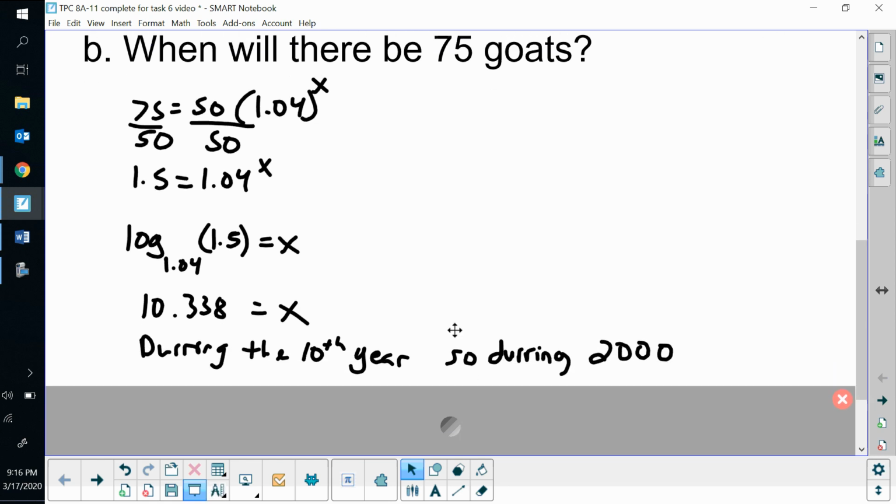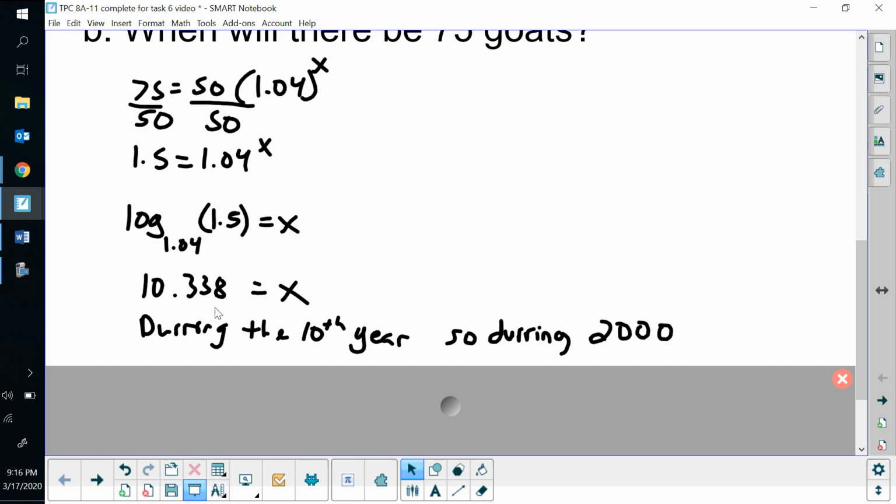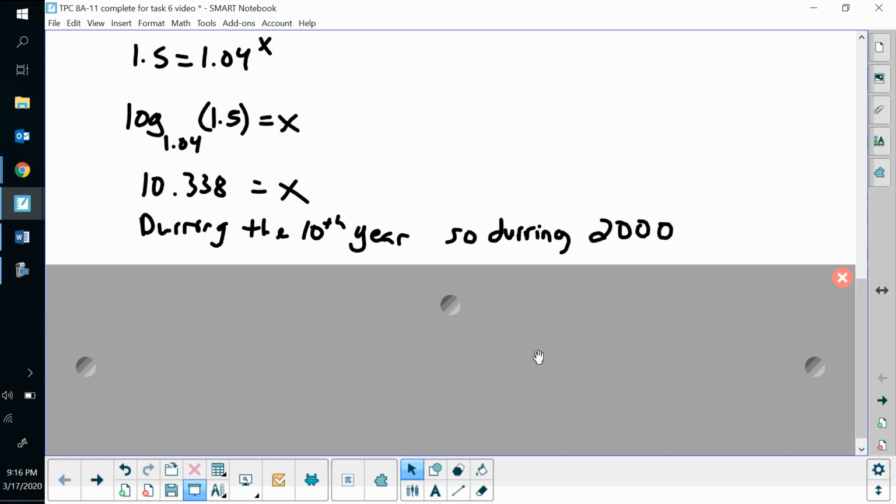So we want to know when it will happen. Well, this tells us during what calendar year it's happening. 10.33, this is sometime during the 10th year. Well, since we started in 1990, 10 years later would be 2000. So sometime during the year 2000 is when that occurred.